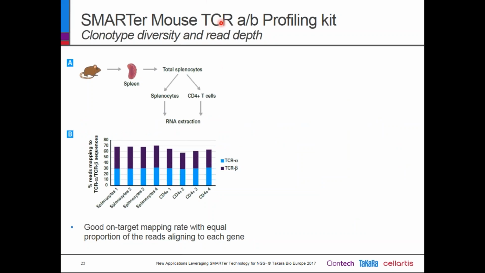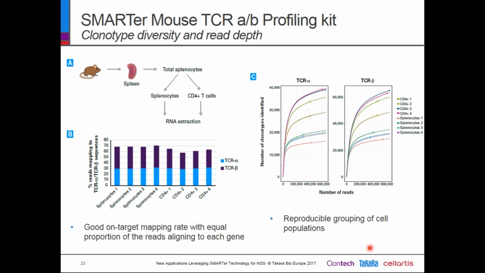So the mouse kit comes with the mouse sequences, and also the amplification conditions have been optimized for that. Here we can see data obtained from mouse in which the spleen was taken to isolate splenocytes or CD4 plus T cells. After RNA extraction, we went to library prep, and we can see that we get a good on-target mapping rate, with more or less equal proportion of the reads aligning to alpha and beta, as expected.